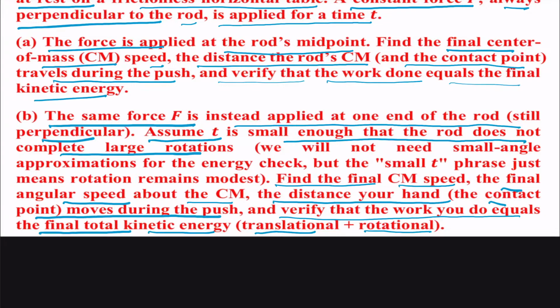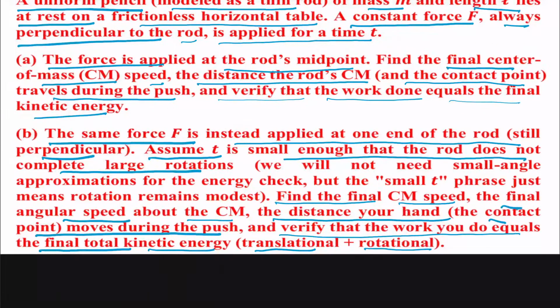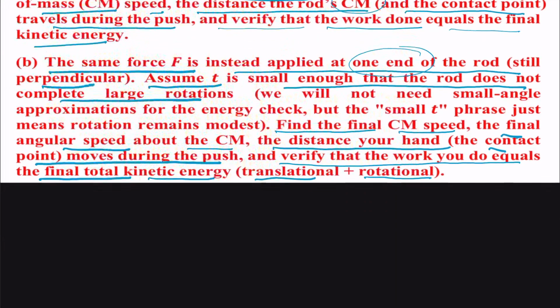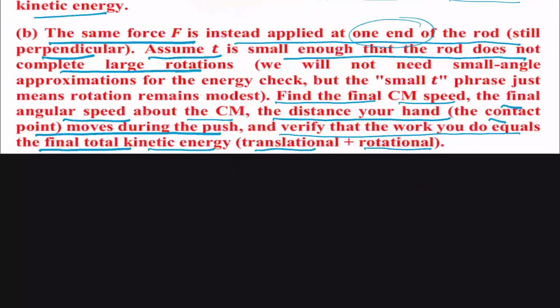So in this case we have two parts. In part A we are pushing the rod or pencil through the center of mass, and in part B we are pushing the rod at one of its ends. So this is one of the major differences between them. So let us start with our part A.